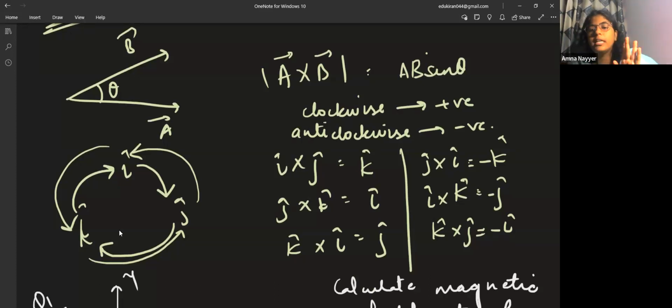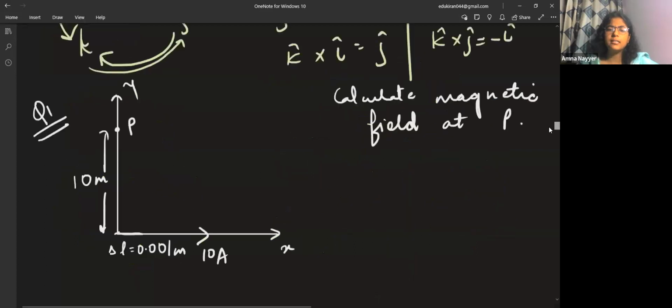Whatever third quantity is left, that will be positive. If you are moving anti-clockwise, the third quantity left will be negative. Suppose I cross j, k cap is left and you're moving clockwise, so plus k cap. If you're going from k to j, that is k cap cross j cap, which is left, i cap. You're going anti-clockwise, so minus i cap, like this. You can note it, all those who have forgotten, but firstly, let us practice a question.